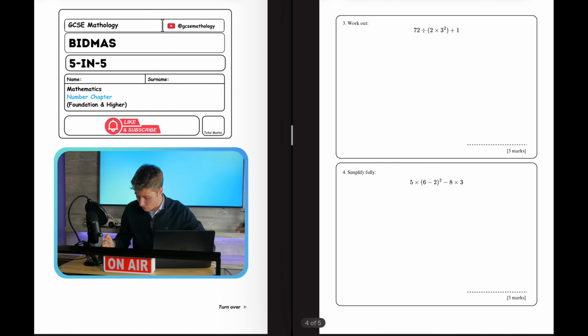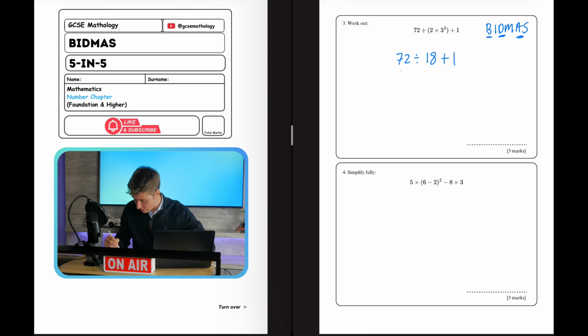Question 3 says work out 72 divided by, in brackets, 2 times 3 squared plus 1. So again, I'm going to write BIDMAS out. So the first thing is simplifying the bracket. So we've got 72 divided by, and then 2 times 3 squared. So 3 squared is 9. 9 times 2 is 18. And then plus 1. And then the division comes before the addition.